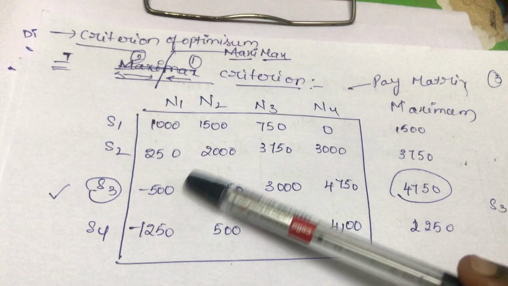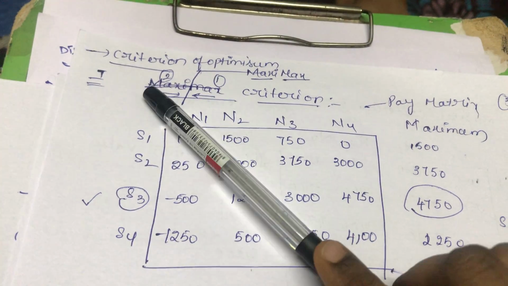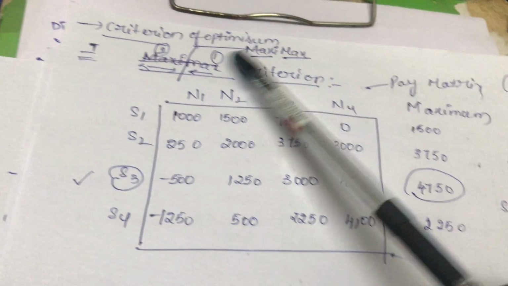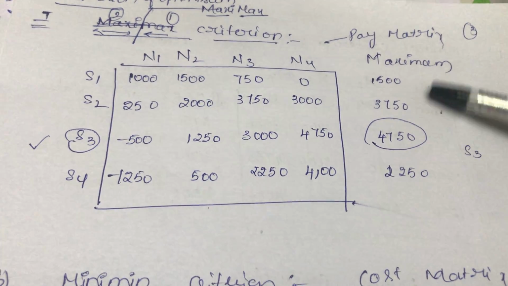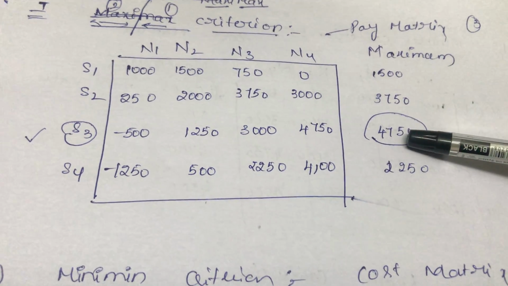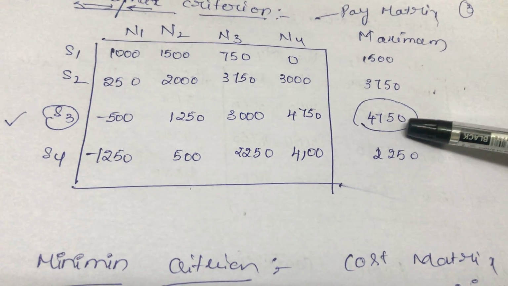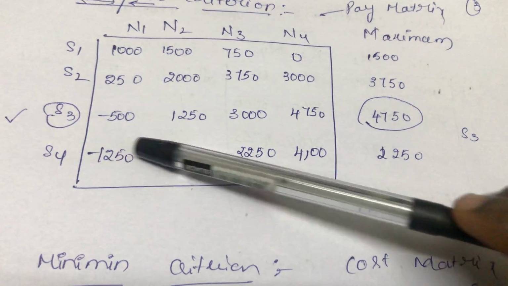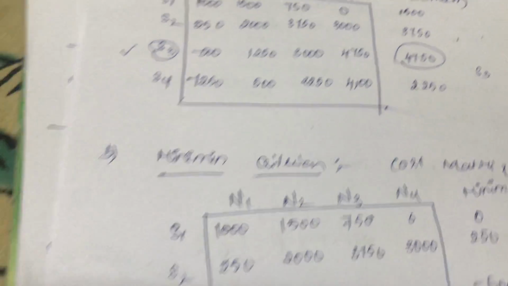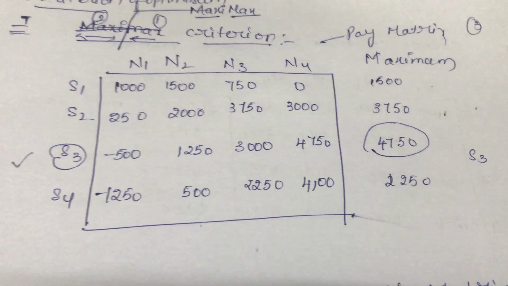So like this we select all the maximum values from each and every row. So step 1 is completed, maximum. What is step 2? From the maximum values we have to select the maximum value. So from those maximum values, the maximum value is 4750. So this is the best alternative or best strategy for the given problem. This is called the maximax criterion.